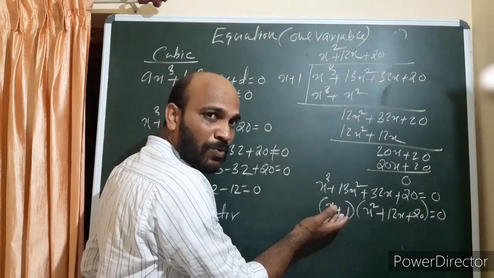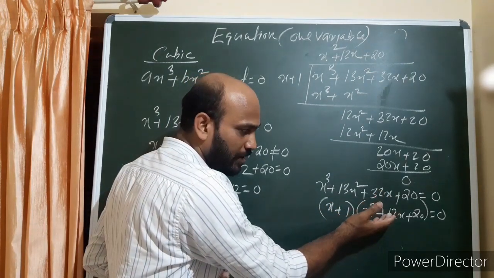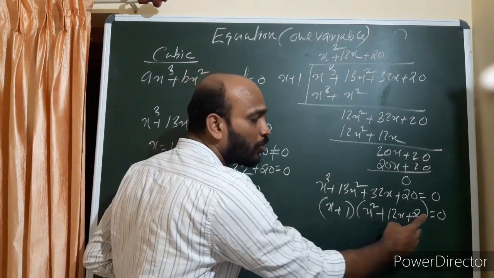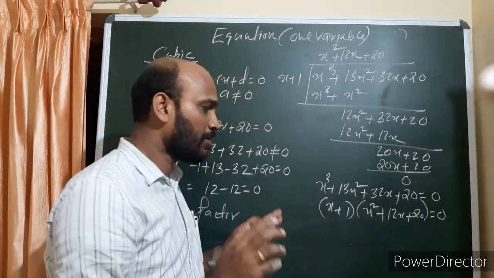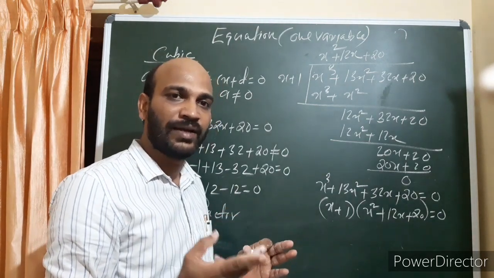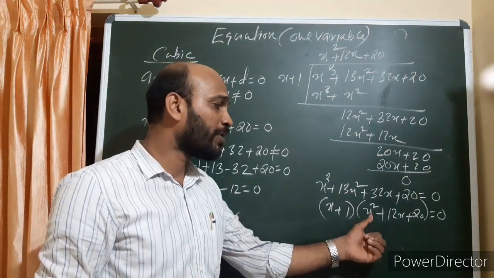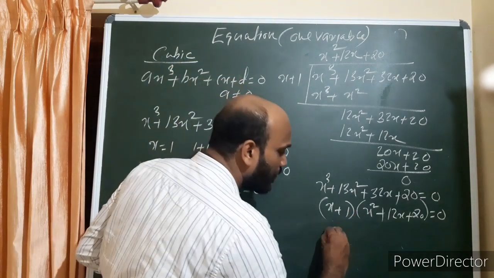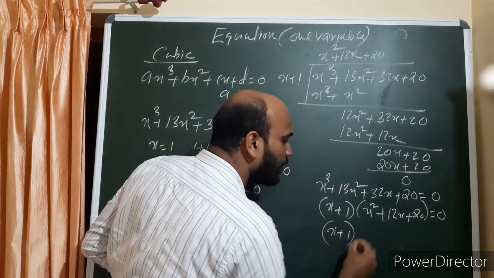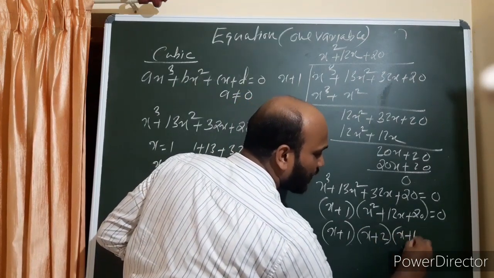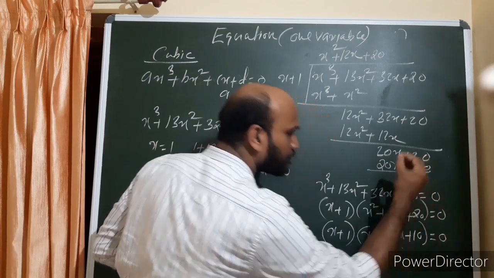This one is a linear polynomial. This one is quadratic. This one again you can factorize. You have to find two numbers: product equal to 20, sum equal to 12. Product 20, sum 12. The two numbers are 2 and 10. Since the coefficient of x square is 1, we can write the factors directly. So this will be equal to x plus 1 into x plus 2 into x plus 10 equal to 0.